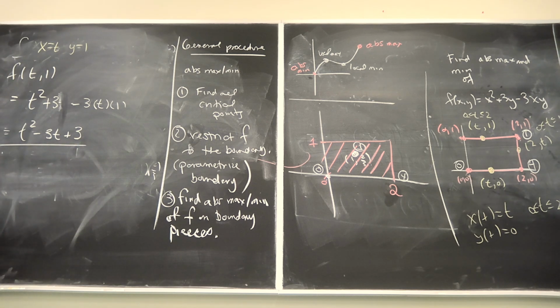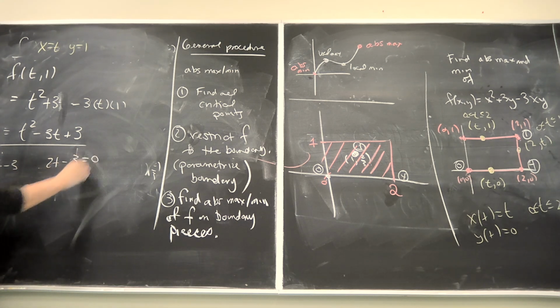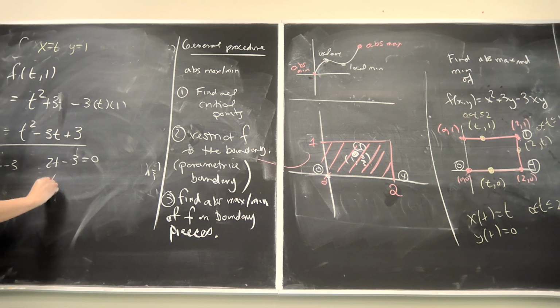So take the derivative, and you get 2t minus 3. There's sort of g prime. So that means 2t minus 3 is equal to 0 will be the vertex. So t is equal to 3 halves. Okay, t is equal to 3 halves. Tells you where that occurs.